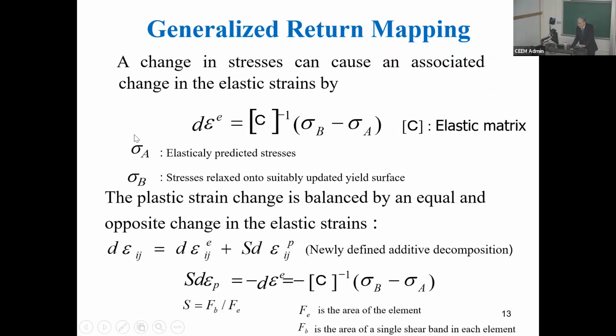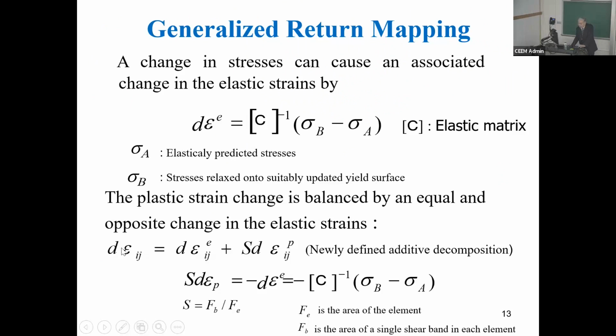In this process, the return mapping process, the change in stress, sigma A, sigma B. Sigma A is the elastically predicted stress, and sigma B is the stress returned onto the suitably updated yield surface. The plastic strain change is balanced by an equal and opposite change in the elastic strain. This is the basic point of return mapping.